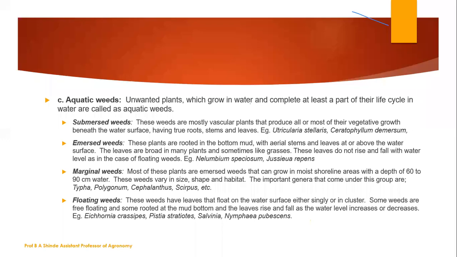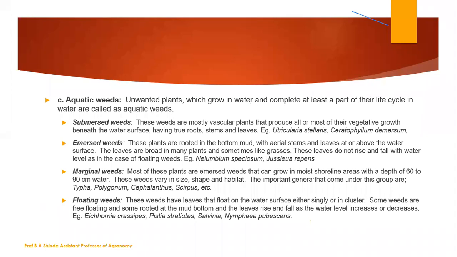These are the unwanted plants which grow in submerged conditions. That is, they complete their life cycle in waterlogged as well as submerged conditions. Then the submerged weeds are there. Such weeds are mostly vascular plants that produce all or most of their vegetative growth beneath the water surface, having roots, stems, and leaves. That is Utricularia stellaris, then Ceratophyllum demersum. Then the emerged weeds are there.